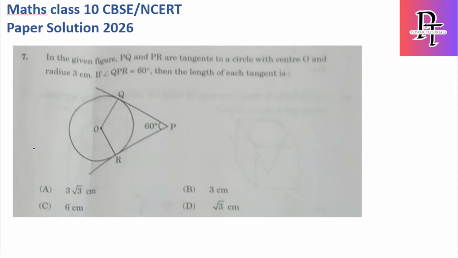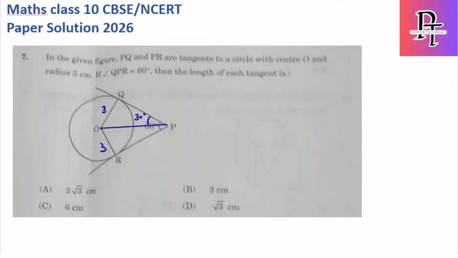Given figure, PQ and PR are tangents to a circle with center O, and the radius is 3. Angle QPR is 60. Then they're asking for the length of each tangent. As per our property, if we draw a line like this, I'll draw it roughly, it will exactly bisect this angle. So this angle is 30.